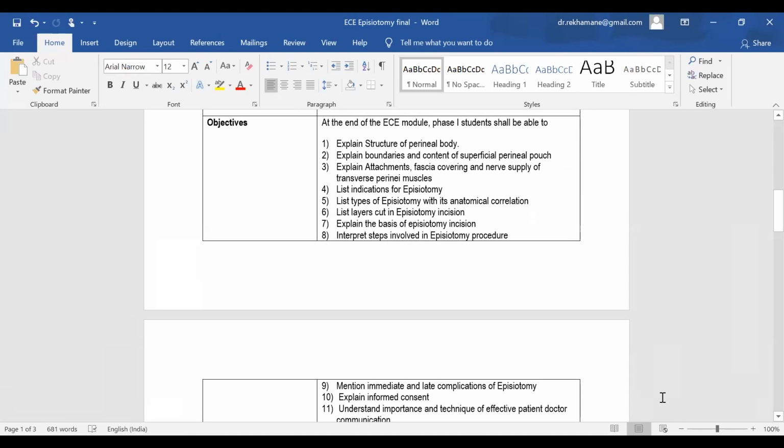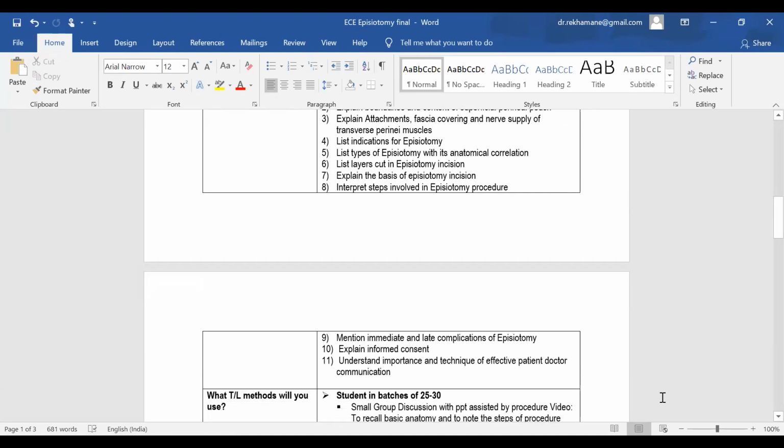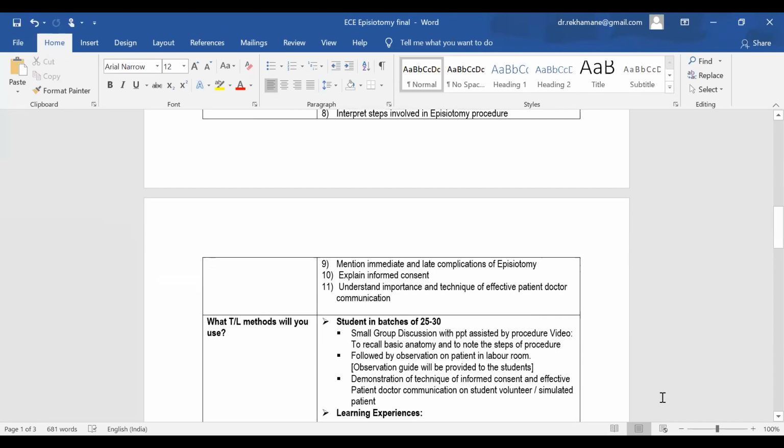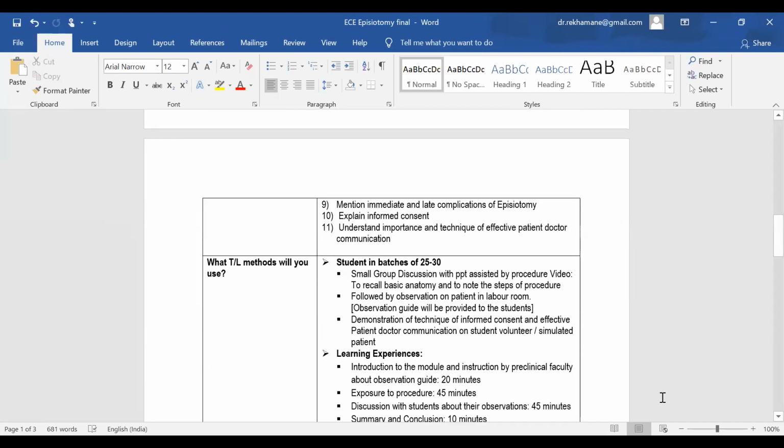Next, from the clinical part, list indications of episiotomy, list types of episiotomy with its anatomical correlation, list layers cut in episiotomy incision, explain the basis of the incision, interpret steps involved in episiotomy procedure. Next, mention immediate and late complication of episiotomy. Objectives from the ATCOM modules and others is explain informed consent, understand importance and technique of effective doctor-patient communication.